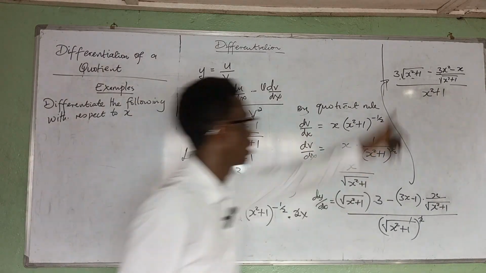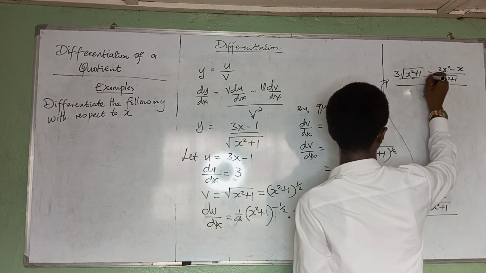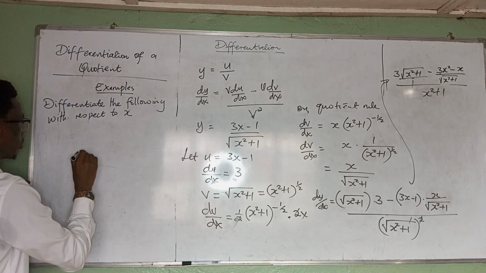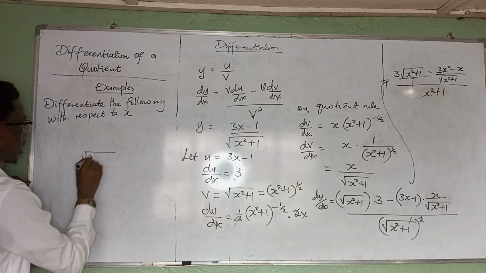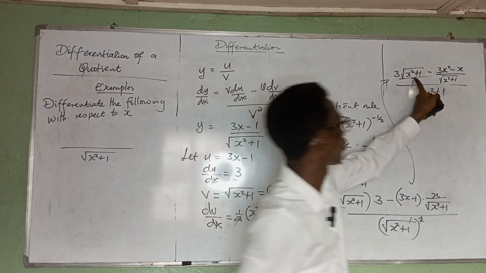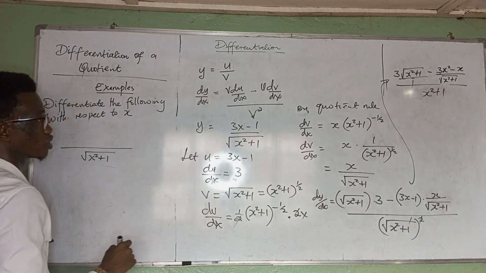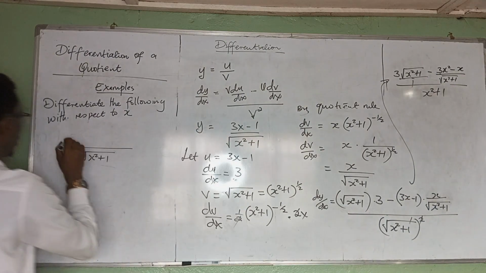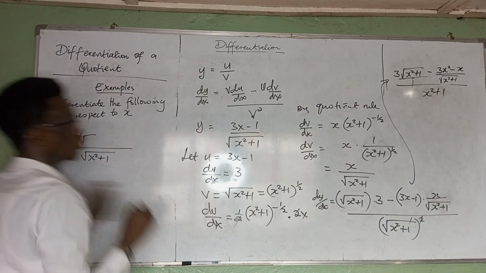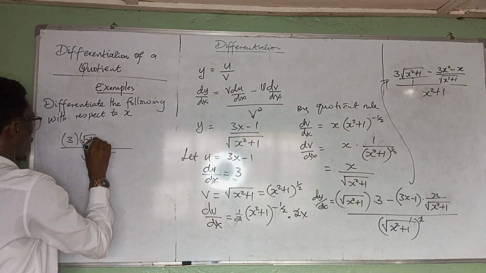Okay, so let's see. As I said, because this is a denominator, if you divide this by 1, you can find the LCM. So the LCM is going to be root x squared plus 1. Now, 1 into this one becomes root x squared plus 1. Then you multiply that by, you have 3, okay, multiply by this one first. So I'll write it as x squared plus 1.